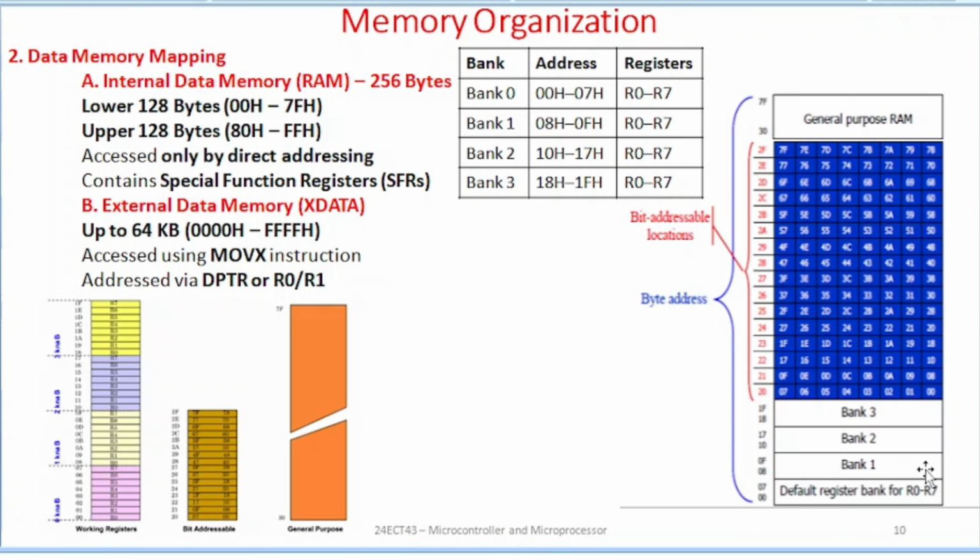The next 16 bytes above these bank registers form the block of bit-addressable memory space. The instructions of the 8051 contain a wide range of single-bit processing instructions, and these instructions can directly access the 128 bits of this area.